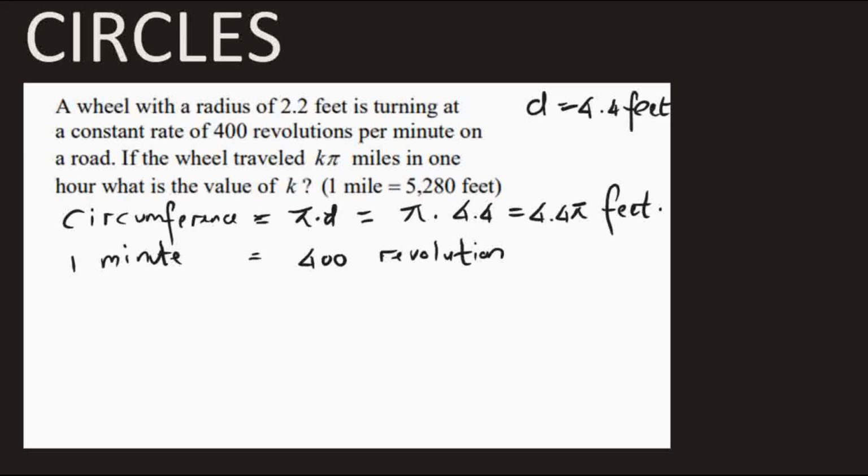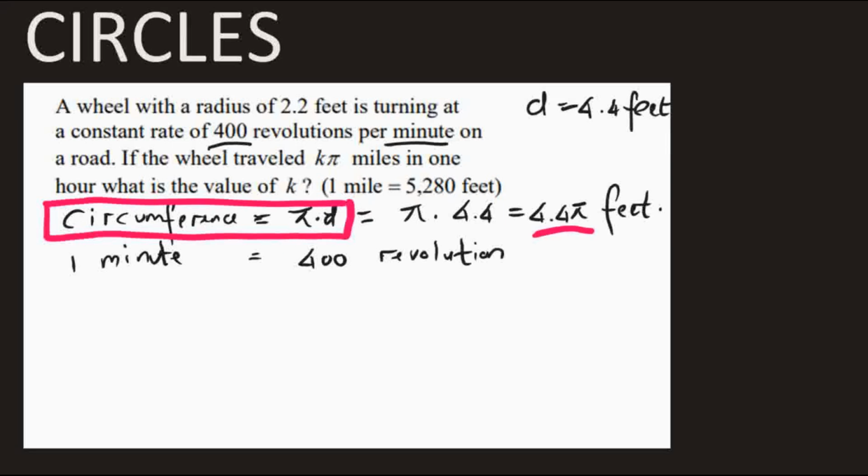First of all, we have to count the circumference of the wheel, which is the circumference of the circle. This is the formula. So this is the first formula. Circumference is pi times d, and the diameter is 2 times the radius, which is 4.4 pi feet. And now it's given that it is turning at a constant rate of 400 revolutions per minute, so 1 minute is 400 revolutions, so 1 revolution is 4.4 pi feet.